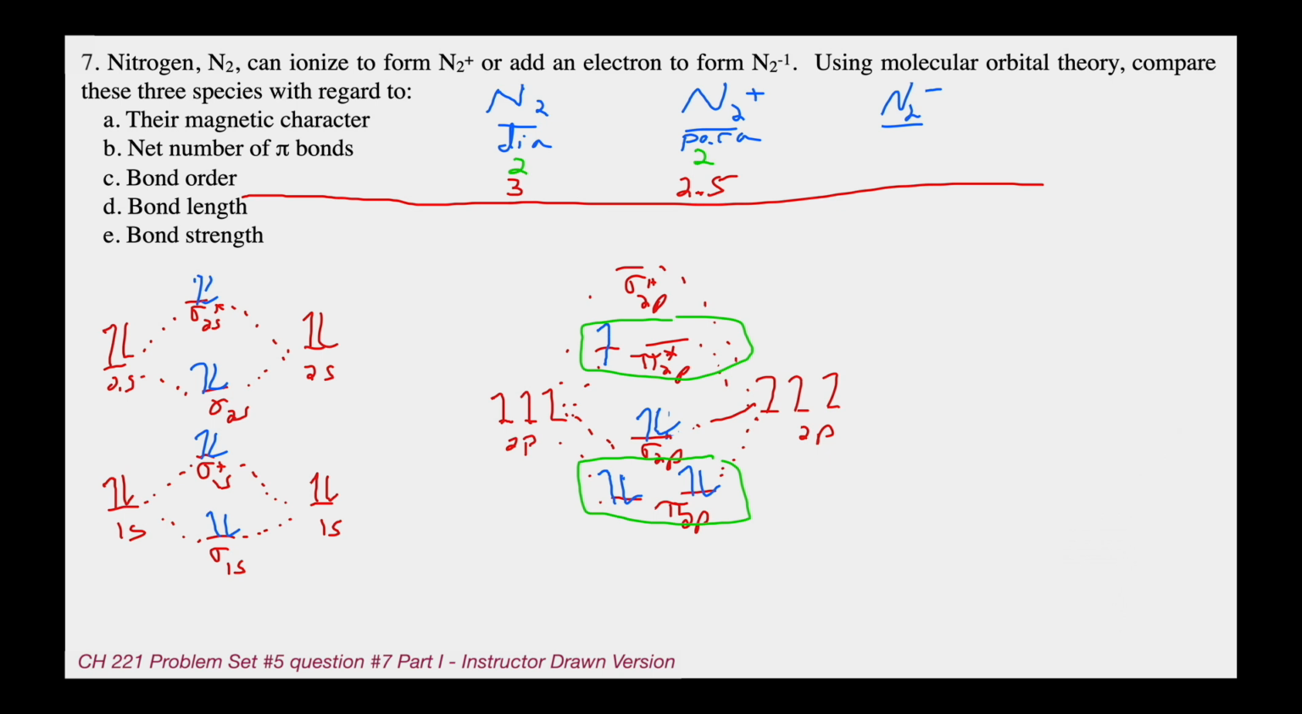So, back to the list. Magnetism: N2 minus also has an unpaired electron. It's in the pi star area, so this thing is paramagnetic. Now, number of pi bonds. I still have 4 bonding pi's, but now I have an anti-bonding pi. So 1/2 (4 minus 1), you can see that the bond order is now 1.5. We have 1.5 pi bonds now instead of 2.